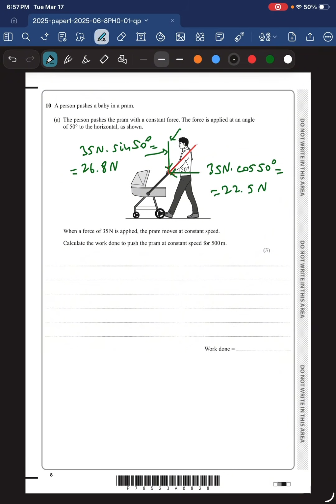So the work done is equal to F times cosine of 50 degrees times 500 meters, which is the displacement. So this is 11,250 joules.